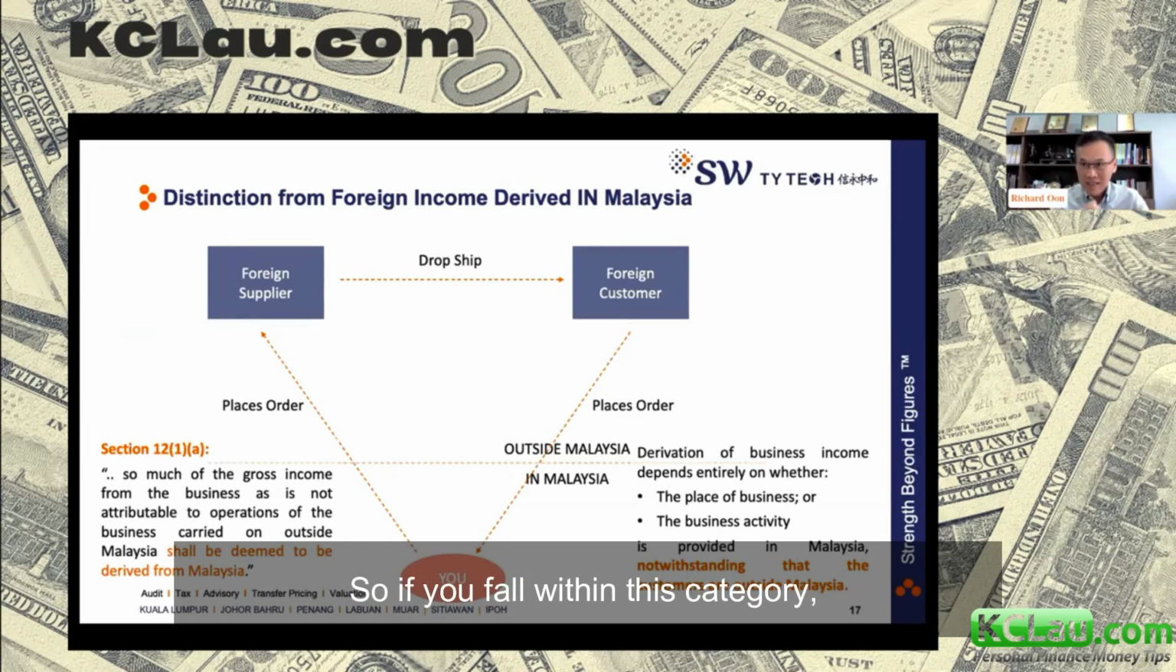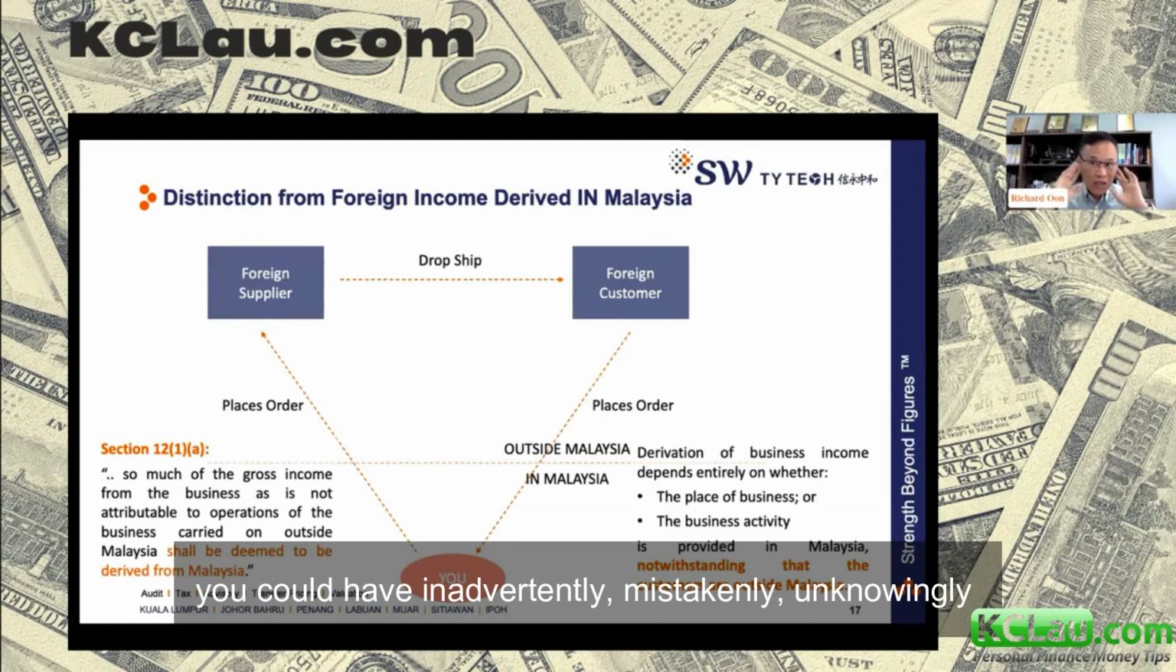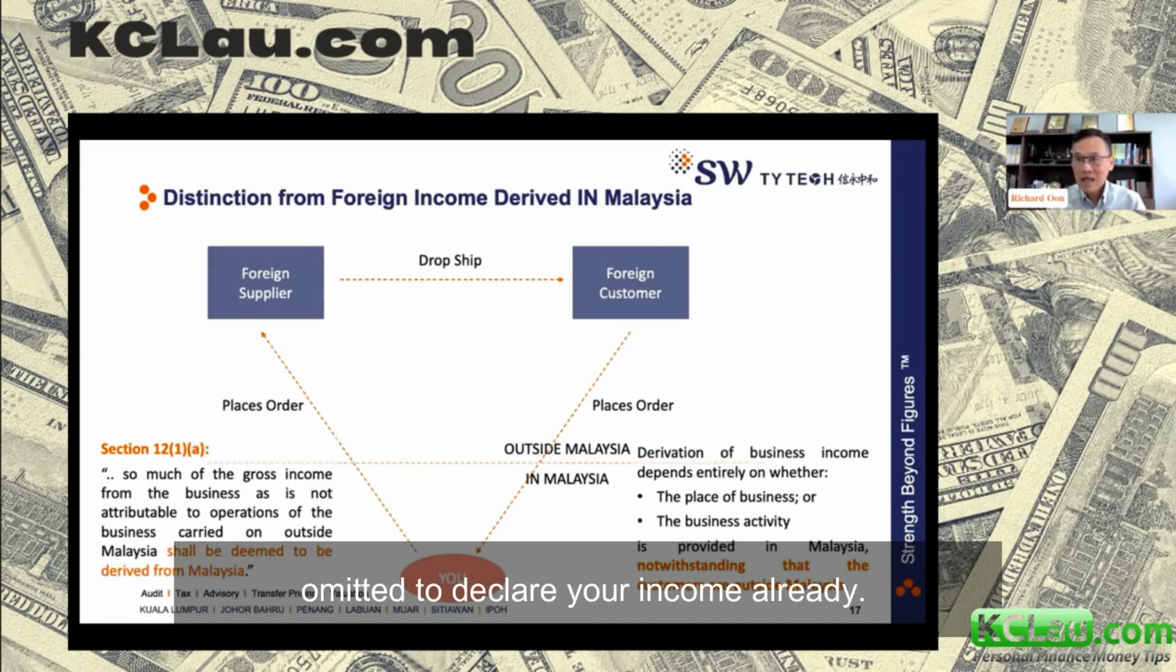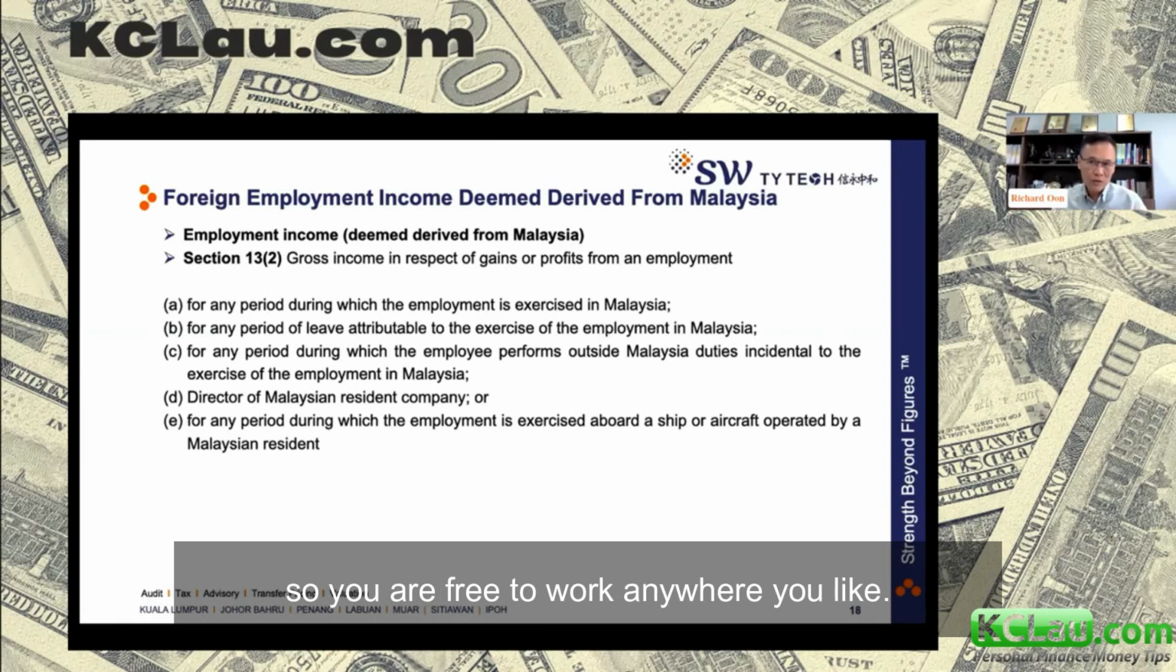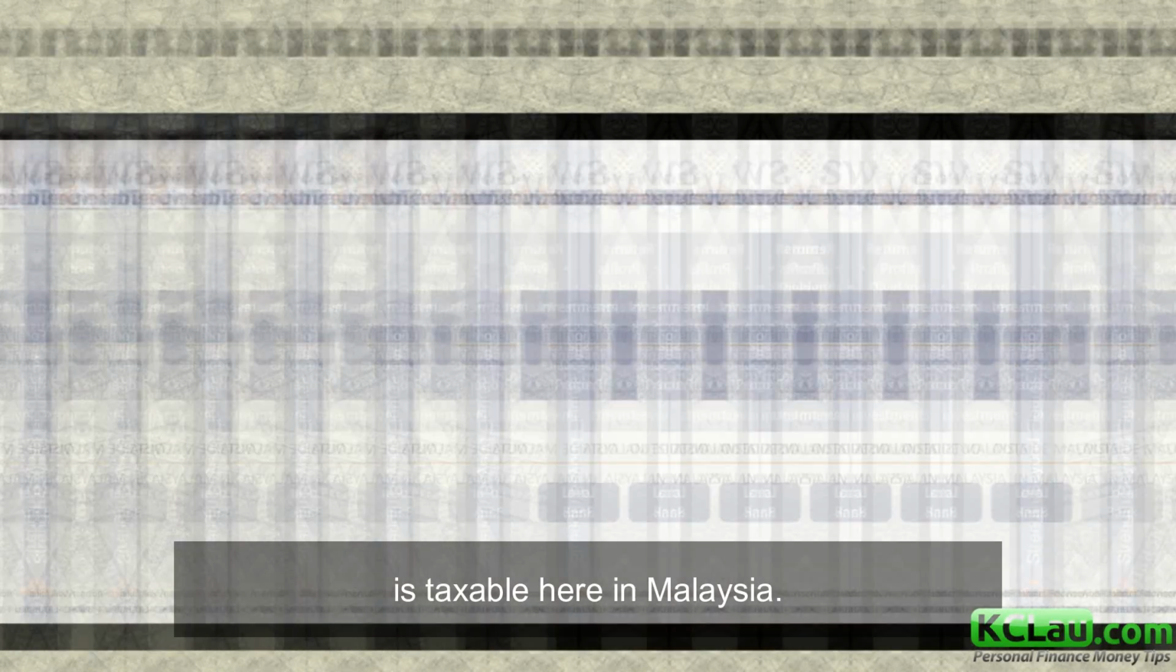So if you fall within this category, meaning to say that you could have inadvertently, mistakenly, unknowingly omitted to declare your income already. Also, same thing about foreign employment income derived from Malaysia. Especially right now, partly thanks to COVID, so you're free to work from anywhere you like. You can choose to work in Malaysia. For a Singapore employer, the income that you earn is taxable here in Malaysia.